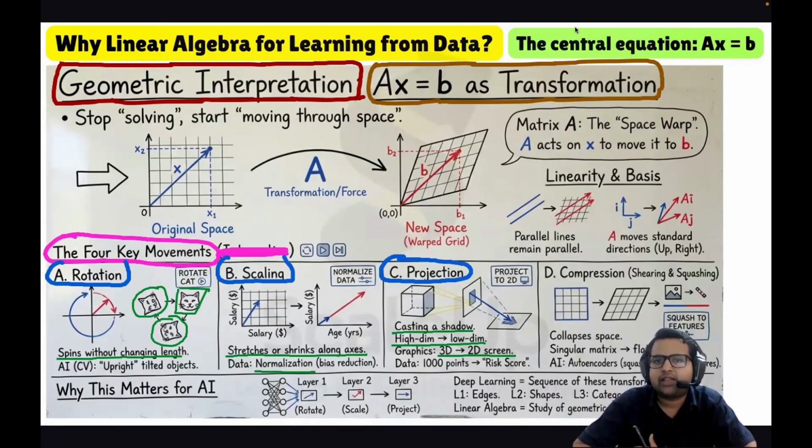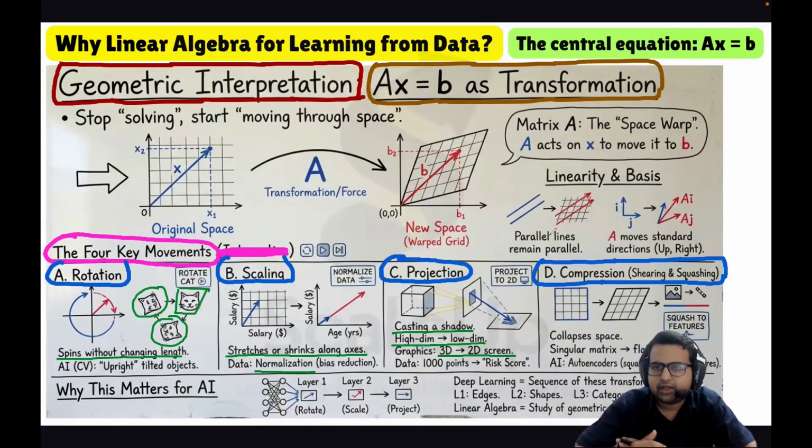Then the next transformation is the compression. That is a shearing and squashing. So here the transformation matrix collapses the space. So compression means collapsing the space. If the matrix is singular, singular matrix means the determinant is zero. If the determinant of the matrix is zero, then it's a singular matrix. Then it squashes the entire space into a flat line or a single point.